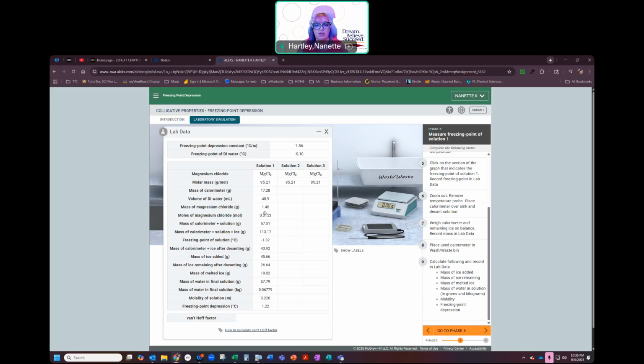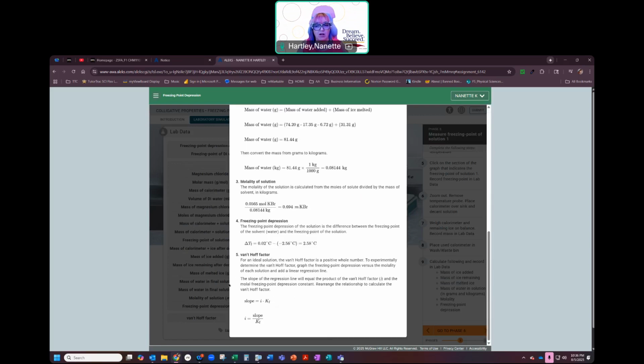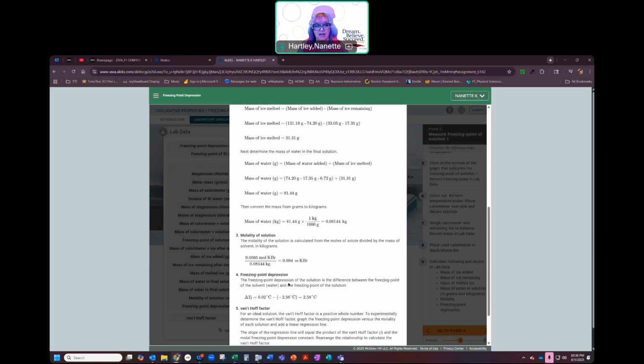Now you'll go through the data collection for each of these 3 runs, and then you'll be asked to do some plotting of data to get your Van't Hoff factor. When they talk about that, they'll walk you through how to do that here. Once you've plotted your data, they will walk you through how to get that i by taking the slope of that line divided by the Kf. And you know what Kf is, so you'll be able to solve for that without too much of an issue. Remember to follow the data.